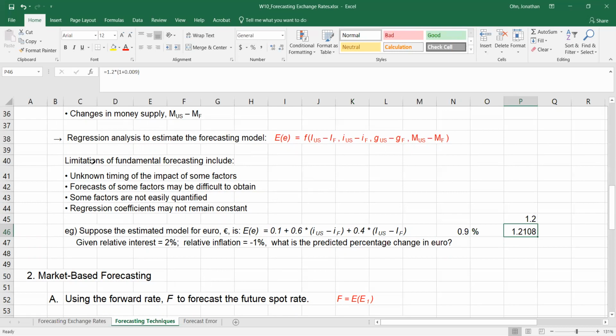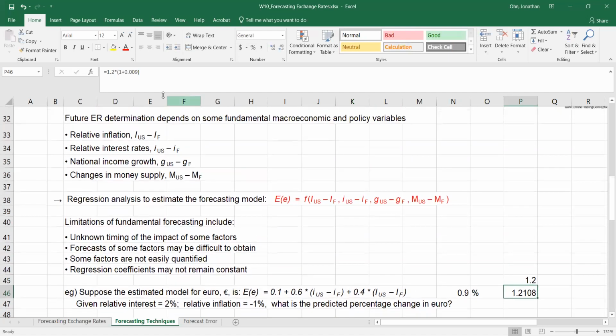Now, limitations of fundamental forecasting. First, the unknown timing of the impact of some factors. Let's look at this one. We have this determinant variable, relative interest rate. Interest rate is always related to money supply and monetary policy, right? Interest rate.